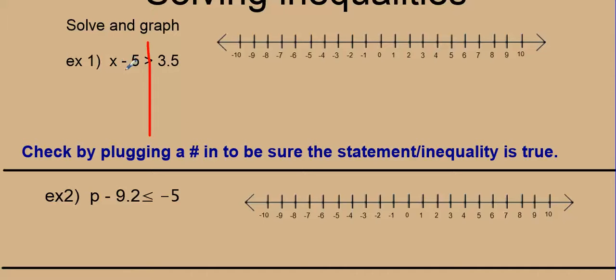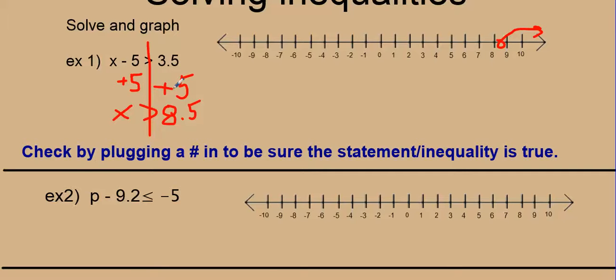So I have x take away 5 has to be larger than 3.5. In order to get rid of that -5 there, I'm simply going to add 5 on both sides here. So x has to be larger than 8.5. Alright, and then I can go over to the number line here, and 8.5 is right here. Larger than goes this way.